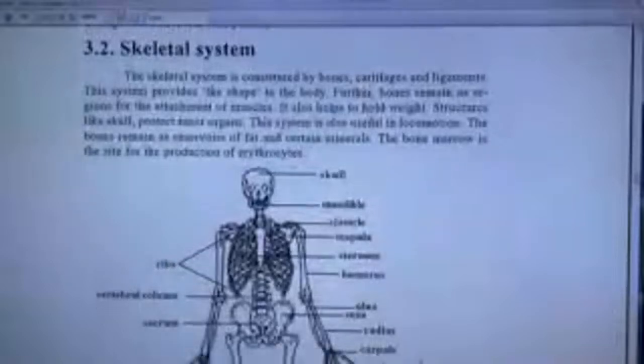Skeletal system. This is the most important system in the human body.